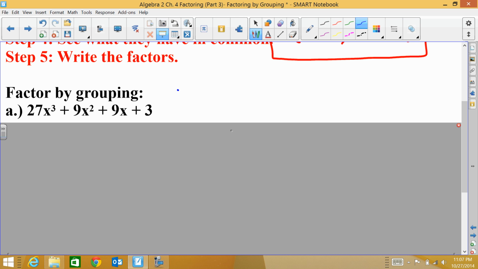So if I divide everything by 3, then I would get 9x cubed. And then 9 divided by 3 would be positive 3x squared. 9x divided by 3 would be positive 3x. And 3 divided by 3 would be positive 1. So this is what I would get after I take out the greatest common factor of 3. Then, because I have 4 parts, my second step is to factor by grouping. So I'm going to group these together into binomials. So I have this group here, and I have this group here.